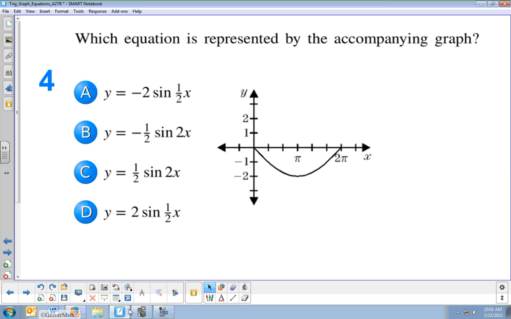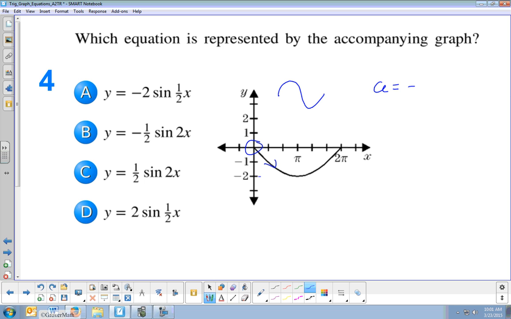Let's try one more. What is the equation represented by the accompanying graph? Okay, so it's going through the origin, so that means it's sine. They all have sine. What is my amplitude? Now, they're only showing me that the graph goes down. First of all, sine usually looks like that. So why would it be upside down? Well, that is when you have a negative a value.